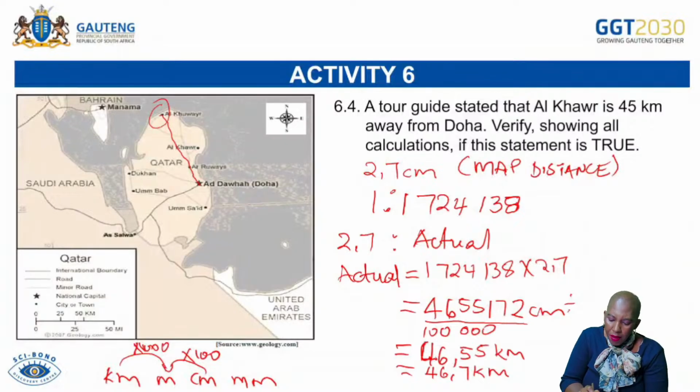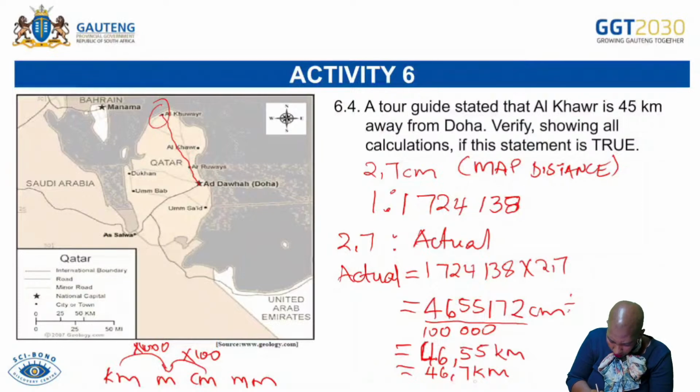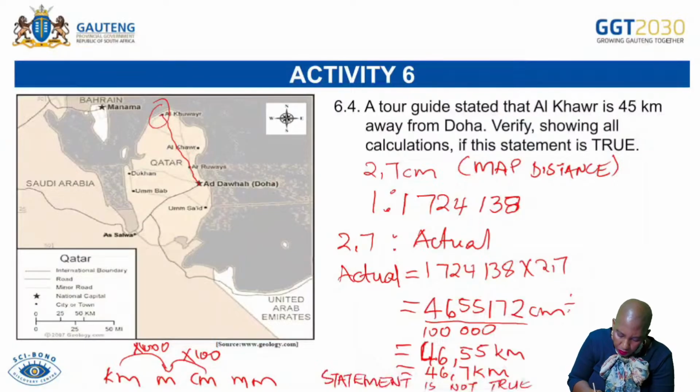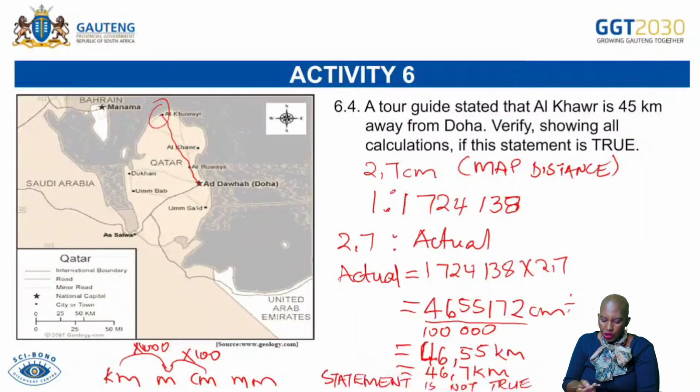So remember, the tour guide stated that Alcal is 45 kilometers away. Did we get the 45 kilometers? No. So it means the statement is not true. That is the conclusion.